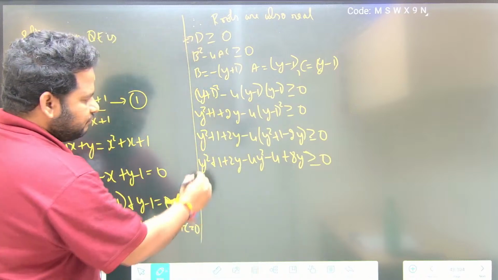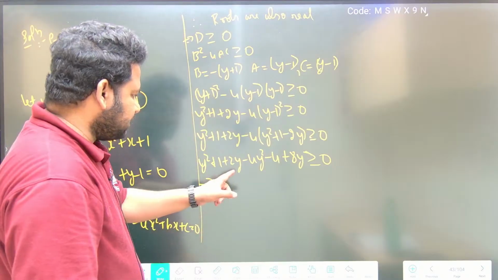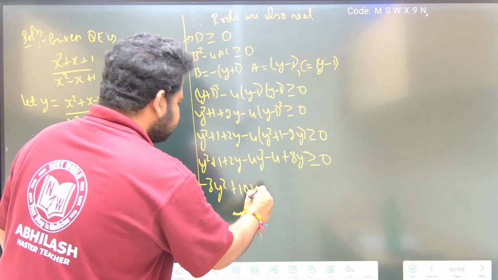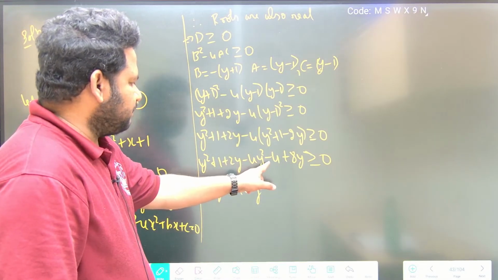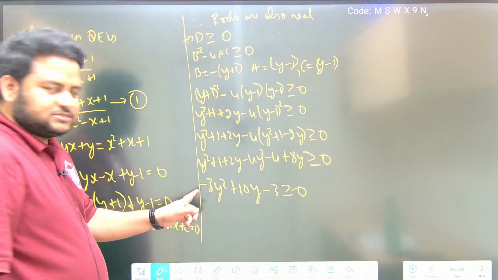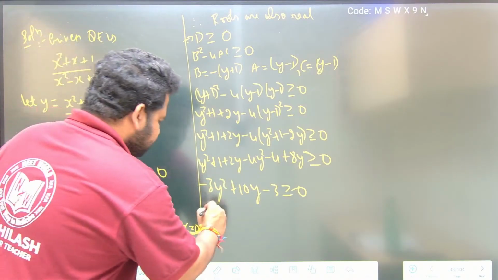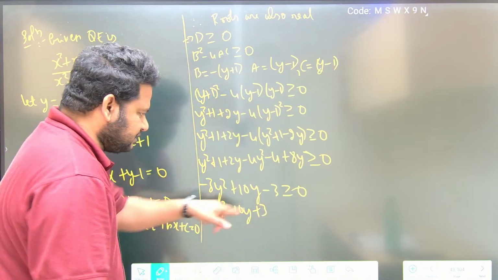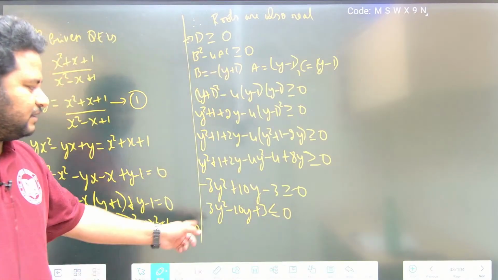Now see here, y square minus 4y square is minus 3y square. What about y term? This is 2y plus 8y, that is 10y. What about this? Plus 1 minus 4 is minus 3, is greater than or equal to 0. I am not liking this minus term. I want to remove this minus term. What I will do? I will multiply with minus. So this will be 3y square minus 10y plus 3. If I change this sign, this will not become greater than or equal to, this will become less than or equal to 0.